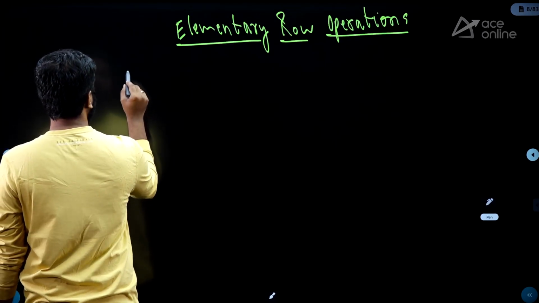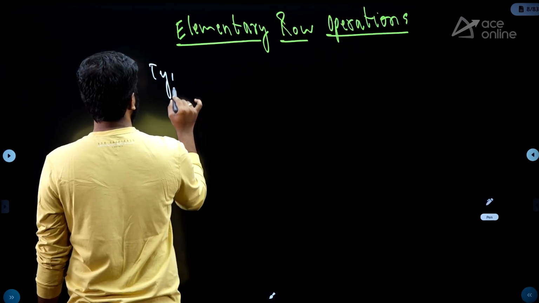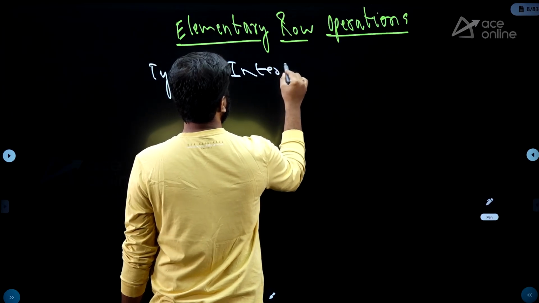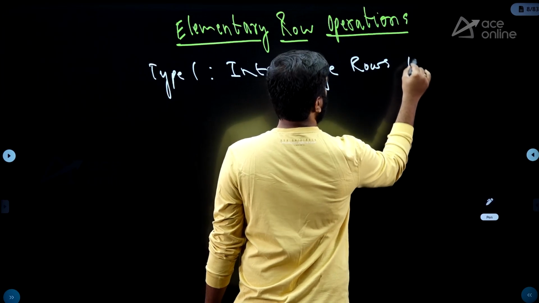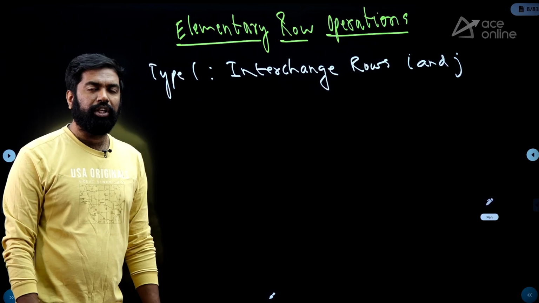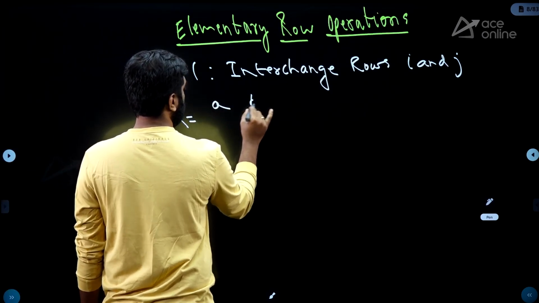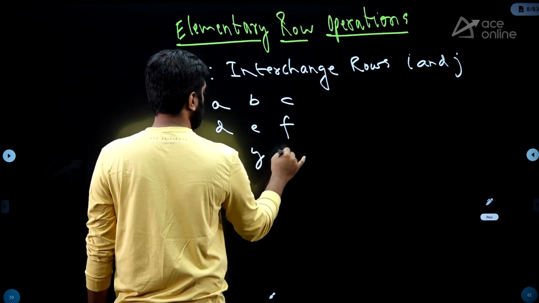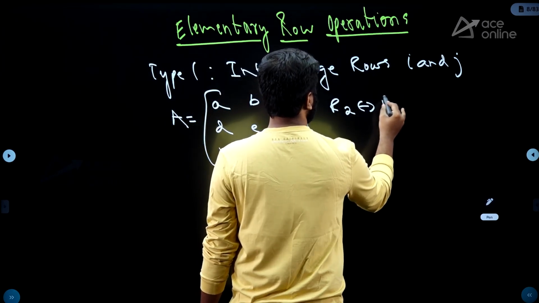So the first one is called type 1. I train students saying this is type 1, where we interchange rows i and j. If you interchange rows i and j, then the determinant will change. For example, if A is a matrix like this, and you say R2 is interchanged with R3.